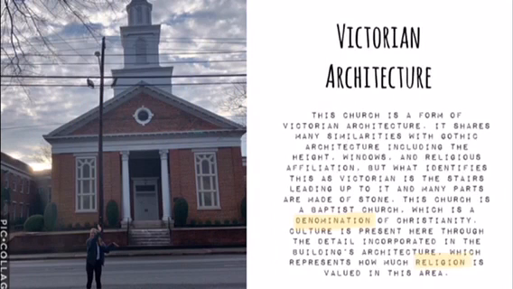Victorian architecture. This church is a form of Victorian architecture. It shares many similarities with Gothic architecture, including the height, windows, and religious affiliation. But what identifies this as Victorian is the stairs leading up to it, and many parts are made of stone. This church is a Baptist church, which is a denomination of Christianity. Culture is present here through the detail incorporated in the building's architecture, which represents how much religion is valued in this area.